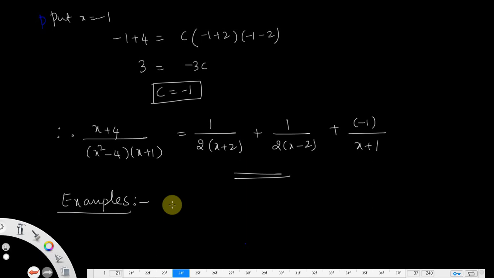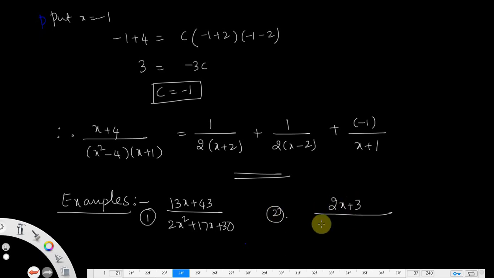Do yourself. That is 13x plus 43 divided by 2x square plus 17x plus 30. And then the second one is 2x plus 3 divided by 5 into x plus 2 into 2x plus 1. The type 1 method is very easy, that is why I gave two more problems. You do yourself, Nana. Then I will start with the second method, type 2 or method 2.